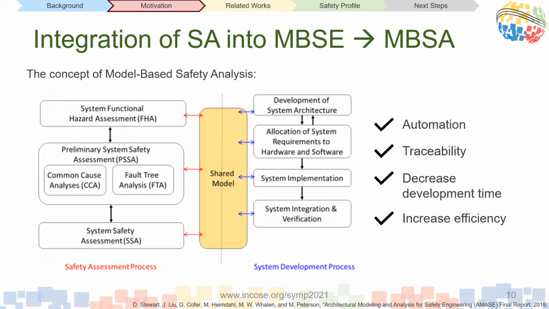Another advantage that the use of a model brings is that it allows for automation, such as the automatic generation of FTAs and FMEAs, and an increased traceability between requirements and design components. The automatic generation of these safety analysis artifacts reduces the overall development time and decreases error proneness, which enables engineers to become more efficient. However, it is also worth mentioning here that despite using a shared model in this model-based approach, the system design and safety data are still distinguishable.